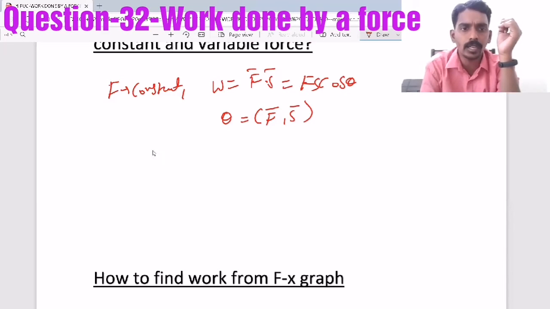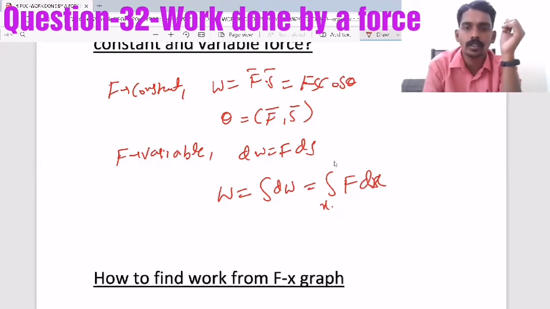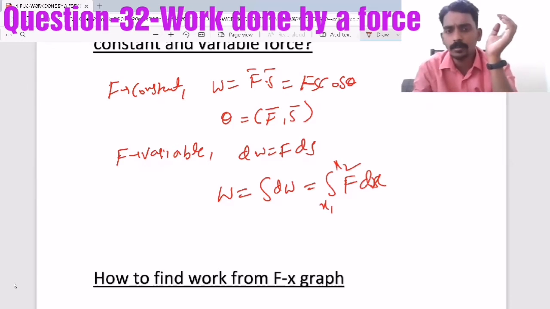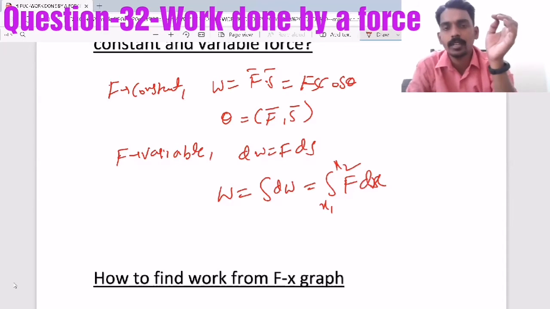If the force is variable, then small work is F dS. Then the total work is the integration of dW, or integration of F dS, or F dx from x1 to x2. So for the work done by a constant force or by a variable force, first it will become the dot product of force and displacement for any particular displacement.